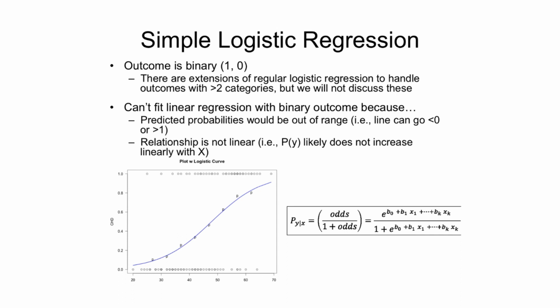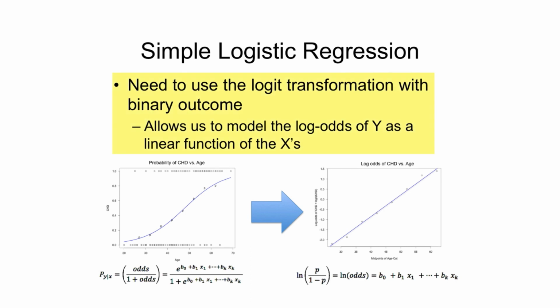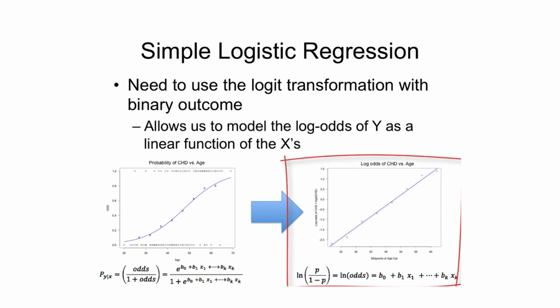The slope varies at different points across the function, so we don't have a constant slope to neatly summarize the relationship between X and Y like we did with linear regression. So we need to use the logit transformation to make this look like a linear function. This transformation allows us to model the log odds of the outcome as a linear function of the X's.